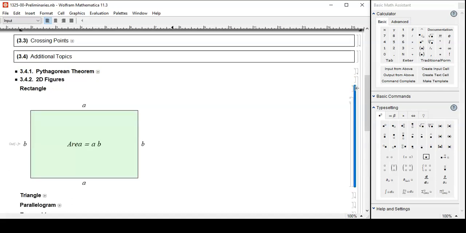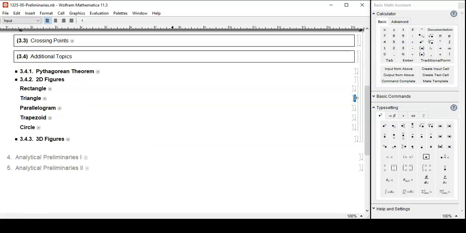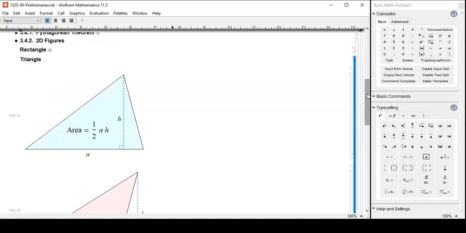Easiest is a rectangle. Area is A times B, and that's where everything started. As a matter of fact, if you arrange some boxes or any objects and then do some counting, you end up with horizontal times vertical. The detail is left to you. And triangle is 1/2 AH, where A is base and H is height.